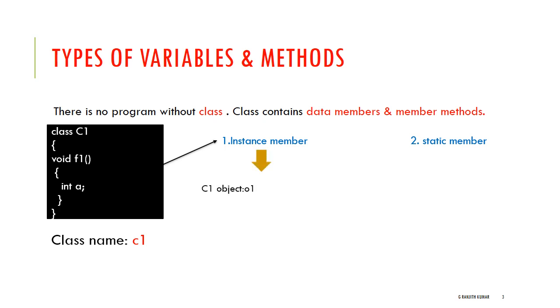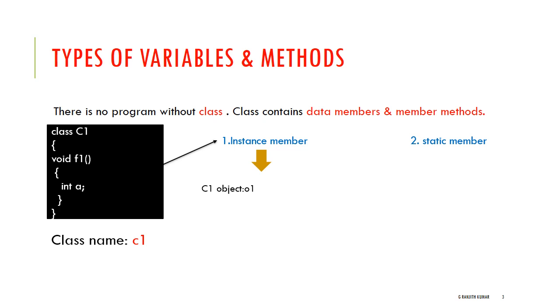So if the variable is an instance member, all instance members are accessed using the object name. Without an object we cannot access the members of that class if the member is an instance member. So assume that here I am creating one object of the class C1. That object name is O1. How to create an object we will discuss in the next slide. Assume that the object of C1 is O1.